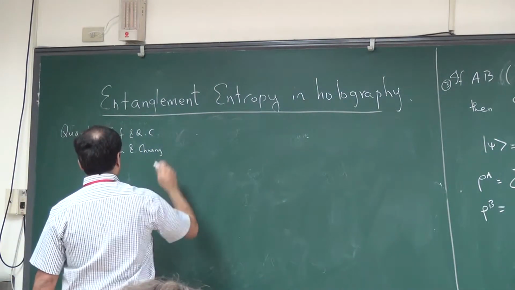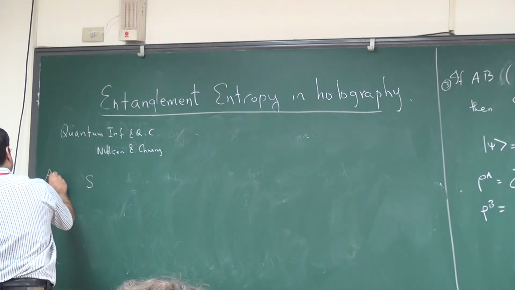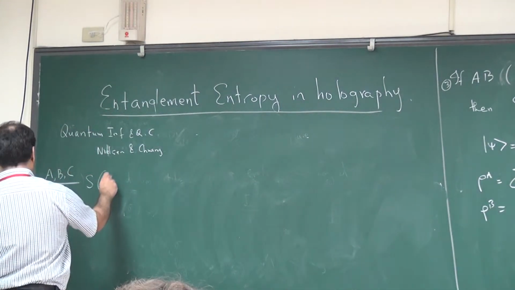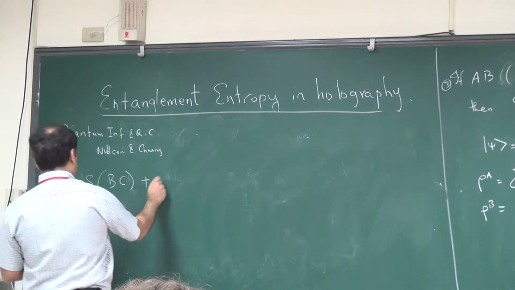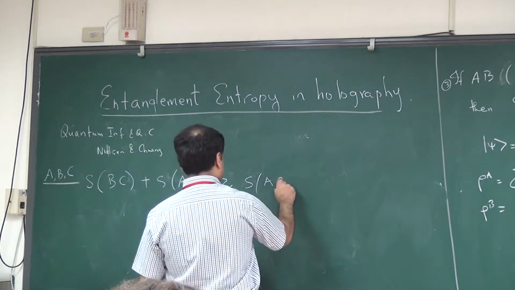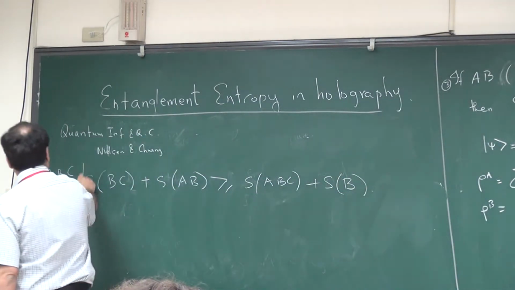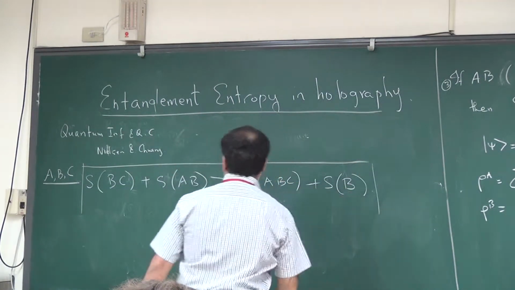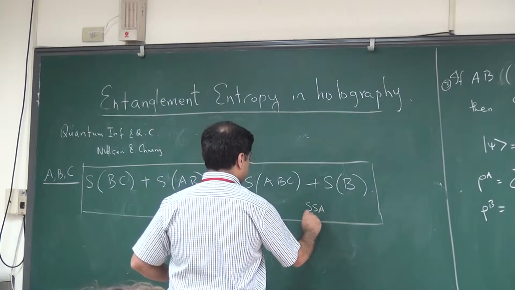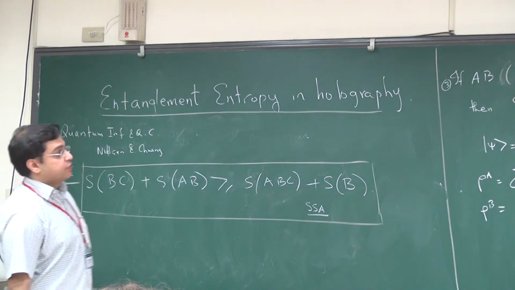So the statement of strong subadditivity is the following: if I have three systems A, B, C, then S_BC plus S_AB is bigger than or equal to S_ABC plus S_B. This is the statement of strong subadditivity, and I will show you how the proof works in holography towards the end of this lecture. That was property number 5.